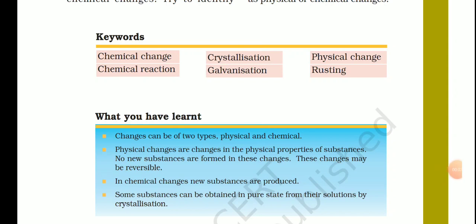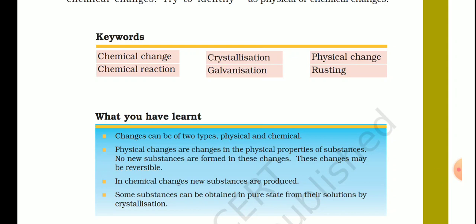Hello students. So in the previous video of physical and chemical change we have completed the chapter. Today we will be discussing keywords, what you have learned and the exercise of this chapter. Okay students, I hope you have completed the chapter and you have made the notes of the chapter.